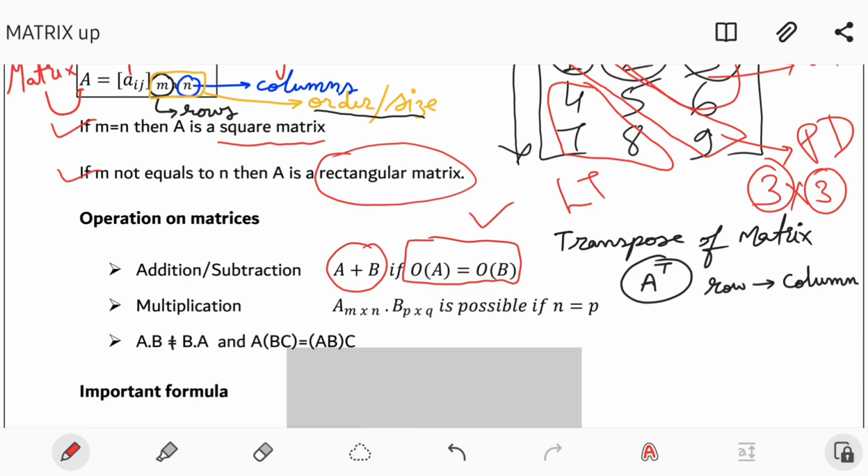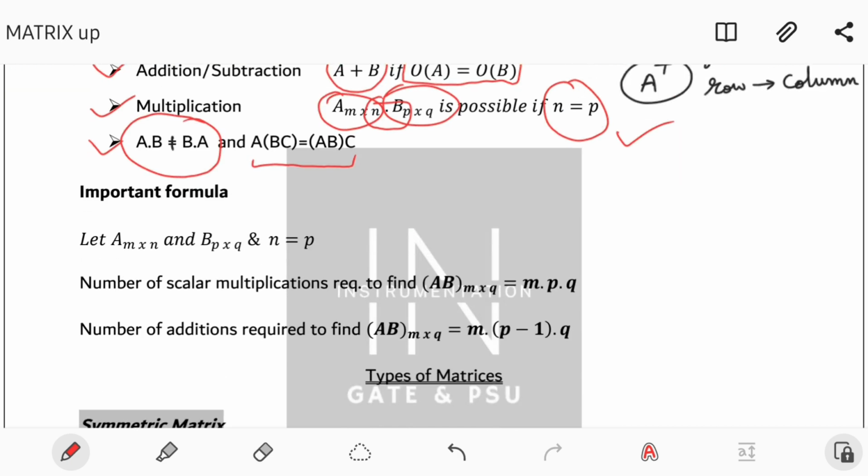The next is multiplication. If you want to multiply the a matrix with the b matrix, the condition is that n and p must be equal. Here is a very important formula, as in GATE, ESE and other competitive exams, they may ask these kinds of questions. Assume A is an m cross n matrix and B is a p cross q matrix, with n equals p, which is the condition for the multiplication of A and B.